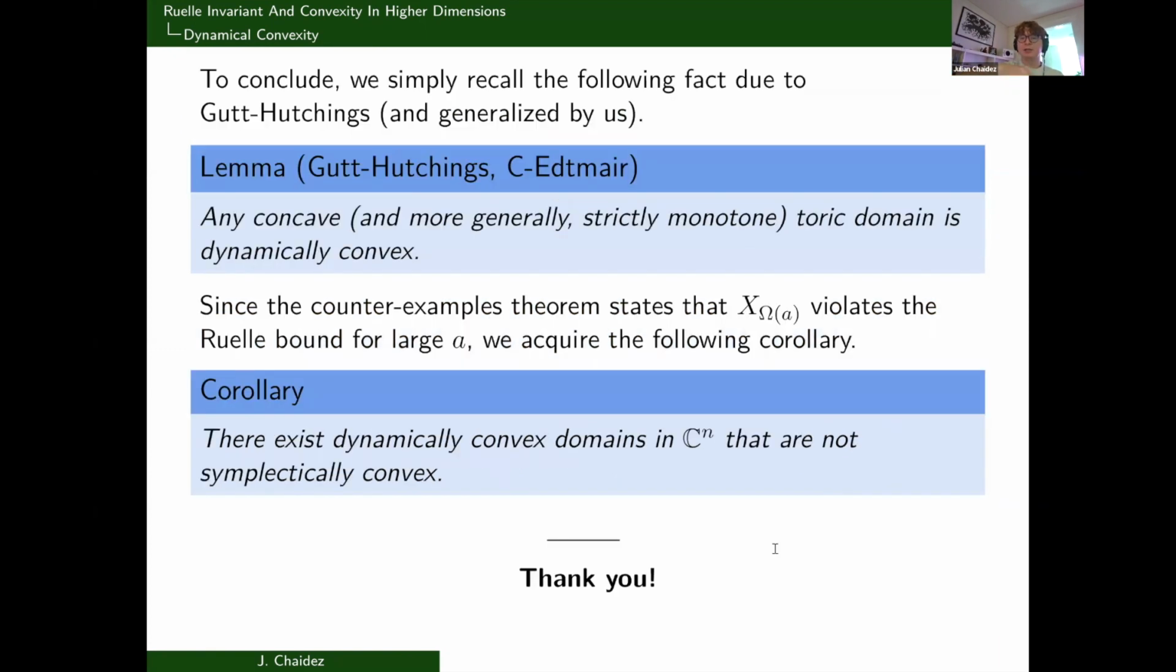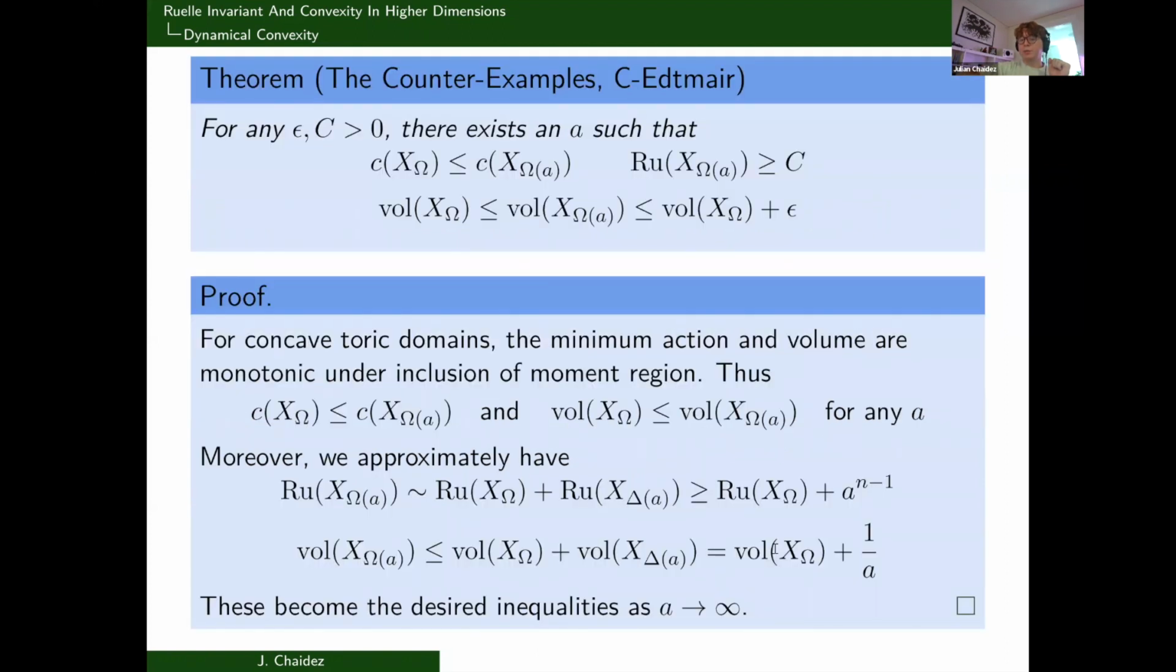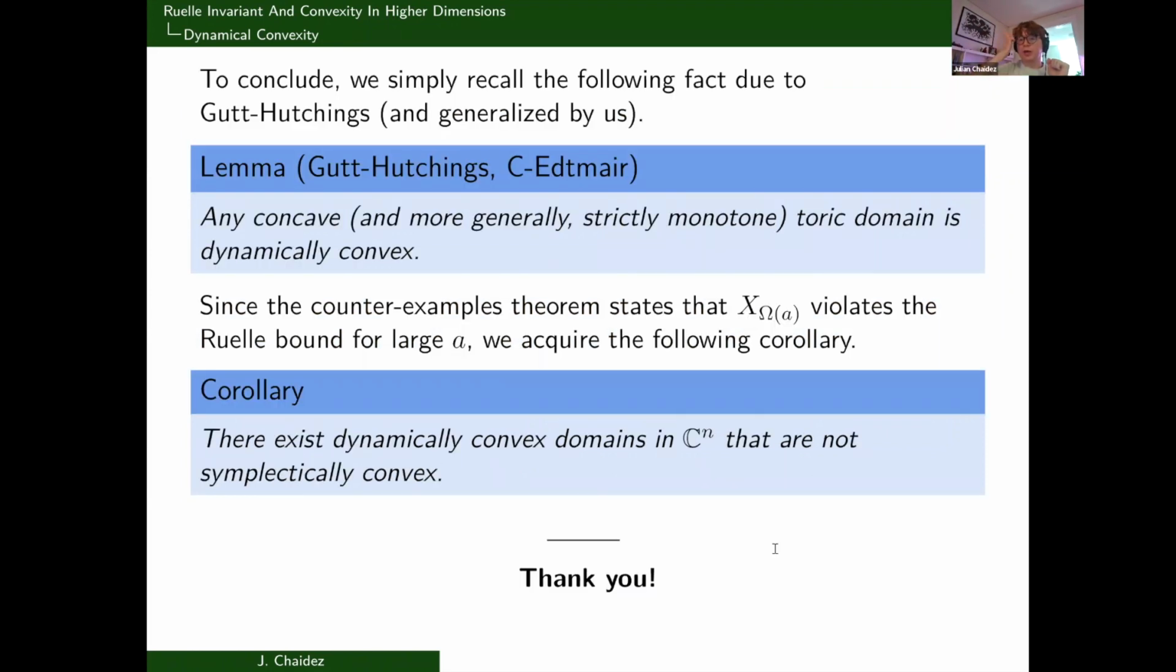Okay, and then the last thing I'll say, which is just the end of this talk, is that we observe that any concave, and more generally strictly monotone, toric domain is dynamically convex. So basically not only do these domains break the curvature or the Ruelle invariant bound, but they are also exactly the type of counterexamples we're looking for. They're dynamically convex.